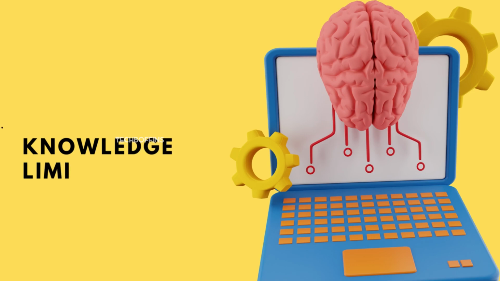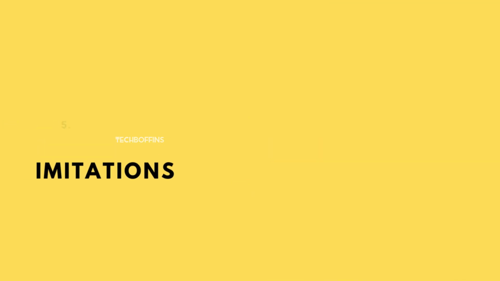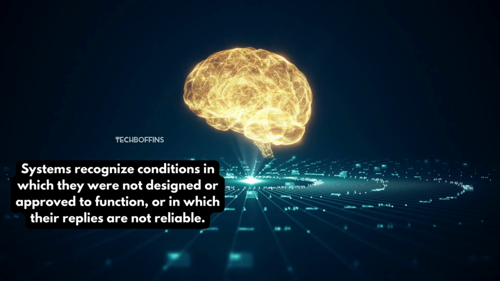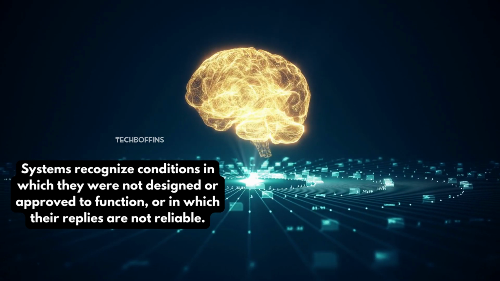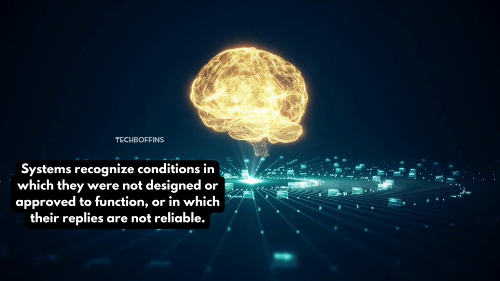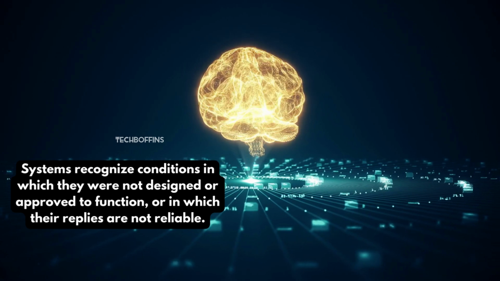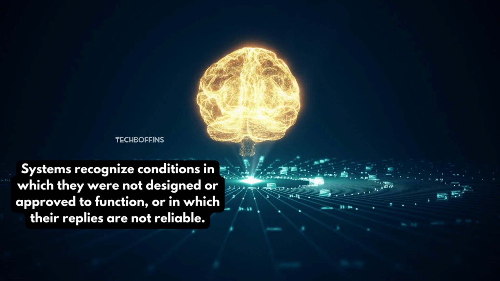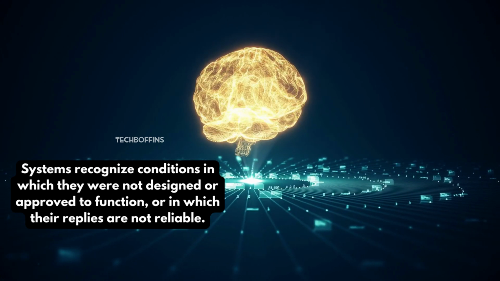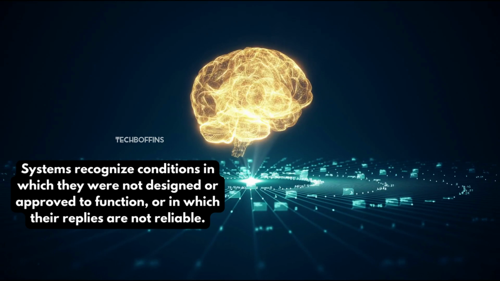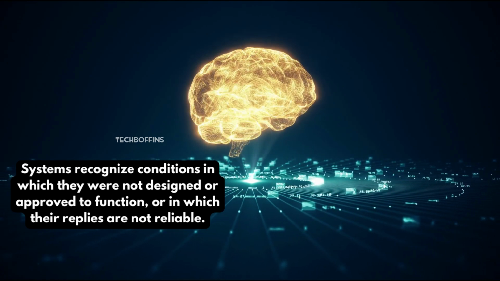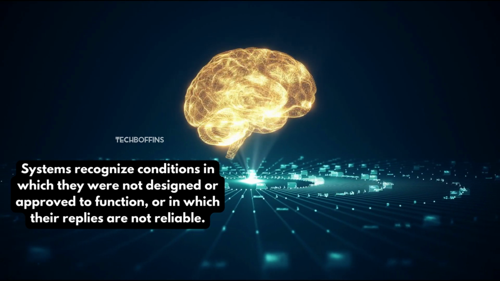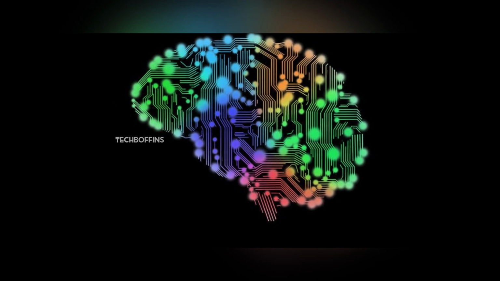Knowledge limitations: the system only operates in the conditions under which it was designed, or when the output of the system is sufficiently trustworthy. The previous notions suggest that a system functions within the limitations of its knowledge. According to this knowledge limits notion, systems recognize conditions in which they were not designed or approved to function, or in which their replies are not reliable. This method safeguards replies by identifying and communicating knowledge constraints, ensuring that no judgment is made when it is not required. The knowledge limits principle can boost system confidence by removing misleading, damaging, or unjust decisions or outputs.